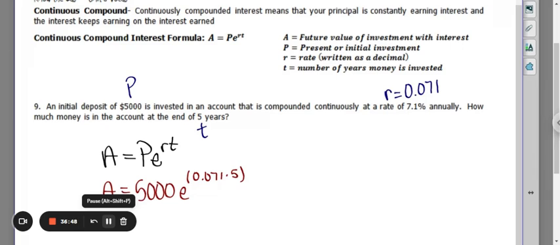So this is approximately $7,130.90. With that interest rate in 5 years, that's a pretty good deal. Again, E is like the natural log, but it isn't the natural log, it's the inverse of it. So you still have to do E to that power. You just stack it right there. And it already created the parentheses for you, so you should be good.